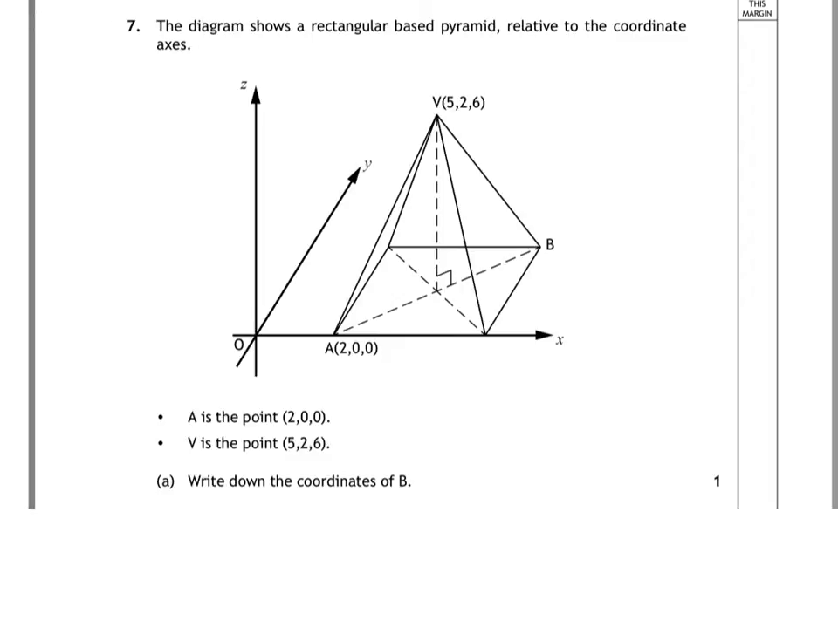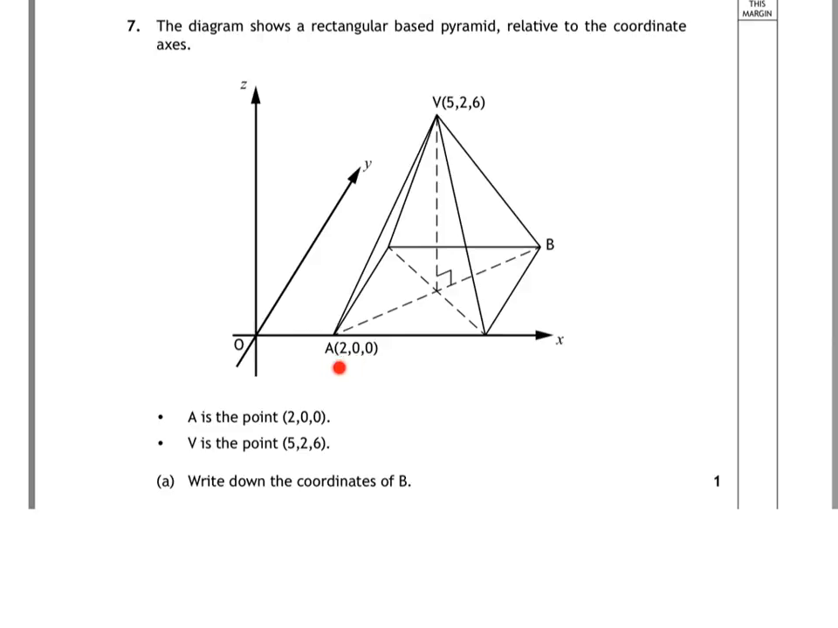Section 21, question 2. The diagram shows a rectangular base pyramid relative to the coordinate axis. A is the point (2, 0, 0), V is the point (5, 2, 6). Write down the coordinates of B. Right, so remember that for x coordinates it's movement along the way, y coordinates is your sense of depth, and for z coordinates is up and down.